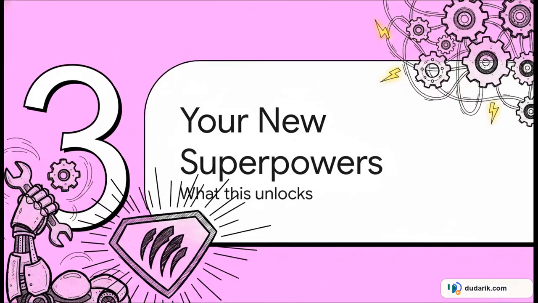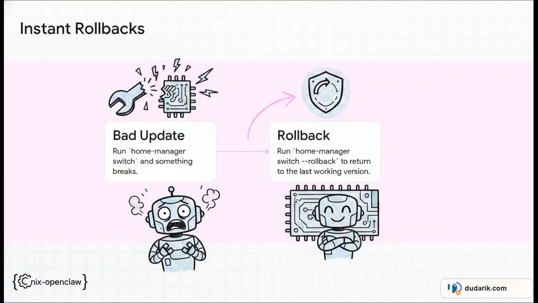All right, so what does all this tech talk actually mean for you? Well, this whole declarative thing unlocks some absolutely incredible superpowers, especially if you're running OpenClaw like a serious piece of your infrastructure. Superpower number 1, instant rollbacks. Just imagine, it's 2 a.m., you push an update and your agent just breaks. Normally, that's full-on panic mode. But here, no sweat. You run one single command, home-manager switch --rollback, and bam, you're instantly back to the last version that worked. No debugging, no reinstalling, just fixed.